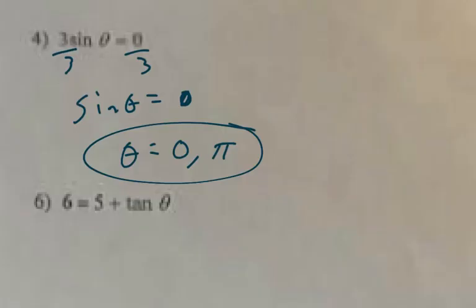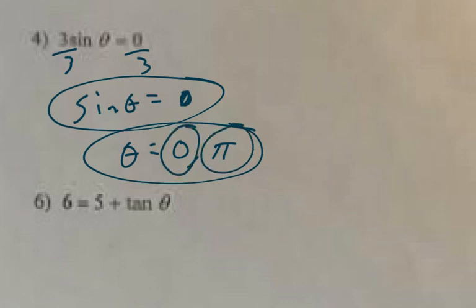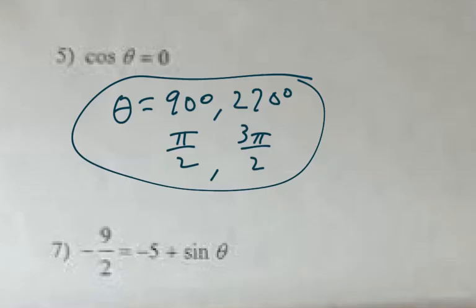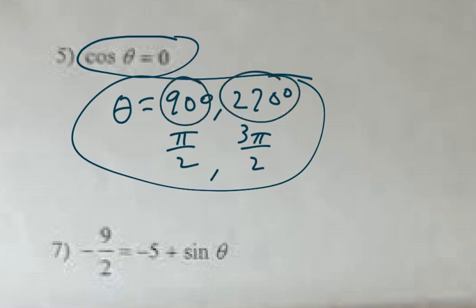All right, number 4. If I divide by 3, I still get sine theta equal to 0. Again, looking at the unit circle, where is sine 0? Sine is 0 at 0 and pi. Number 5. Where is cosine 0? Again, look at your unit circle. It's at 90 and 270, but your teacher's probably going to want radians. So 90 is pi over 2. 270 is 3 pi over 2.